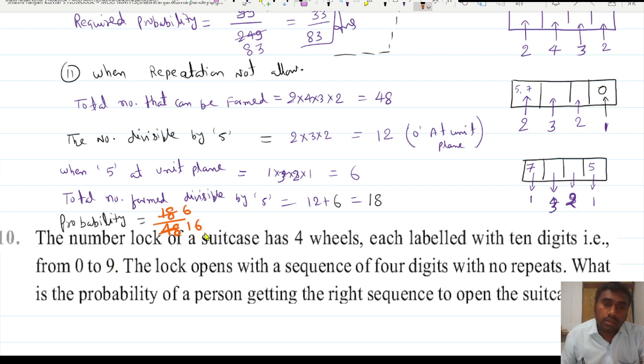63, yes. So this will be here. So next we can further cancel. This is 3 and this is 8. So the final is 3 by 8. So 3 by 8 is the answer of the second part. Now the first part answer is 33 by 83.